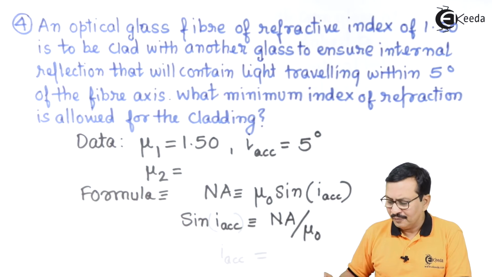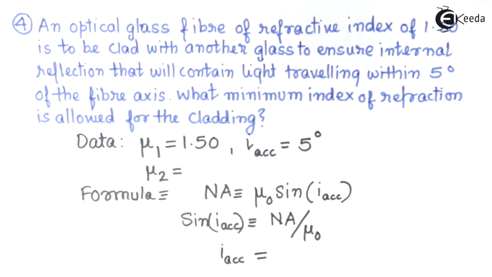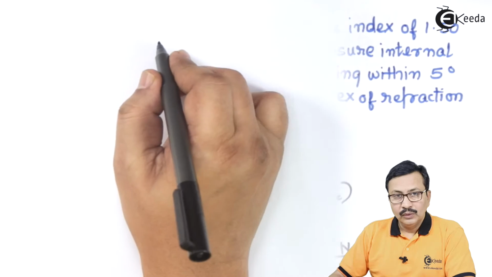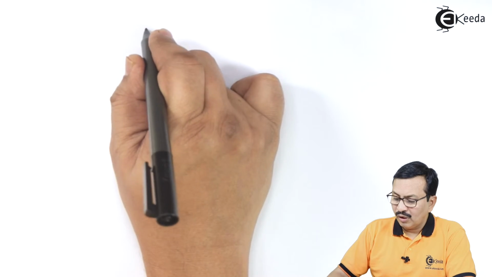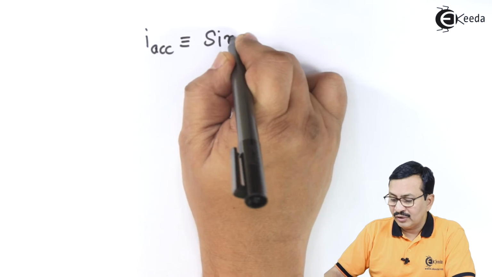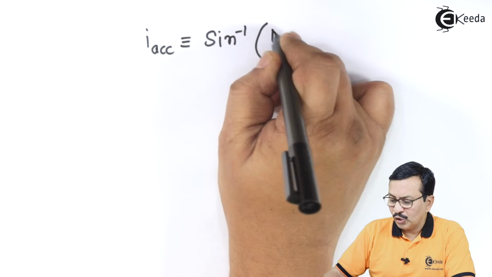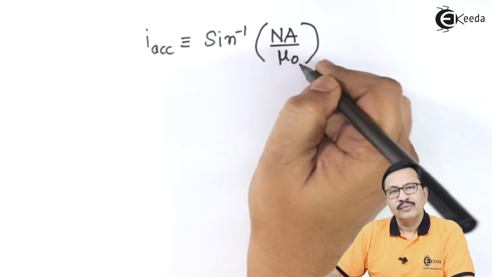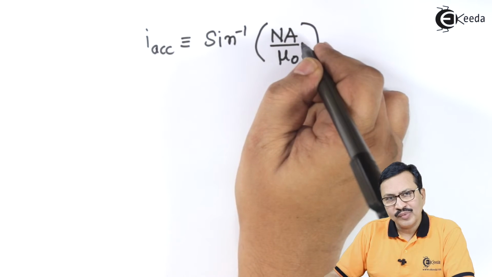Mu0 of course is 1, hence the angle of acceptance theta ACC is equal to sine inverse of the value of the numerical aperture divided by your mu0. So the value of the angle of acceptance turns out to be sine inverse of the numerical aperture divided by your mu0. But do we know what is the numerical aperture?